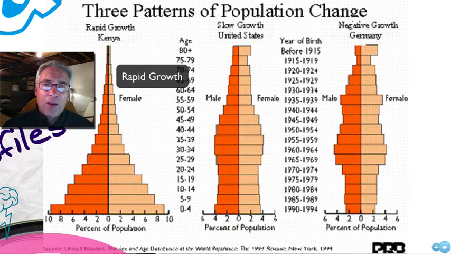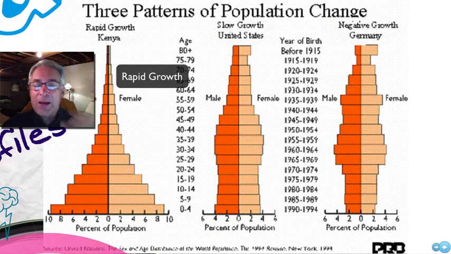The one on the far left-hand side is called the rapid growth model, and Kenya is a good example of that. It tends to be kind of a pre-industrial model. It's more Christmas tree shape. Most of the weight of this is down at the bottom and not at the top. So let's talk a little bit about Kenya first.